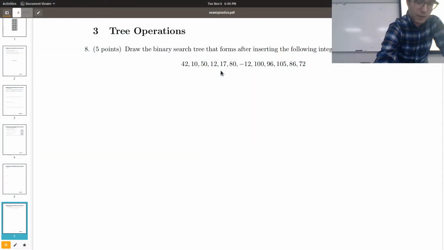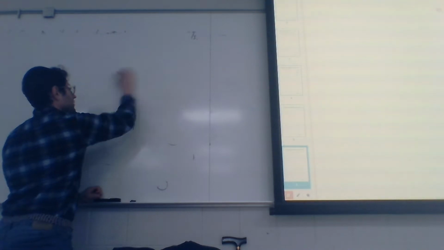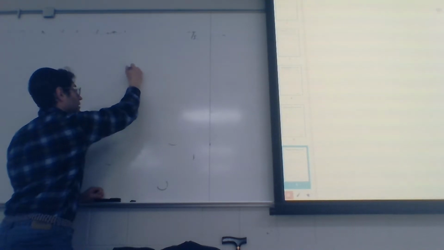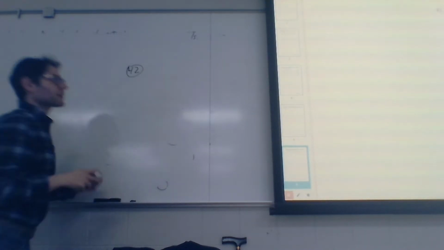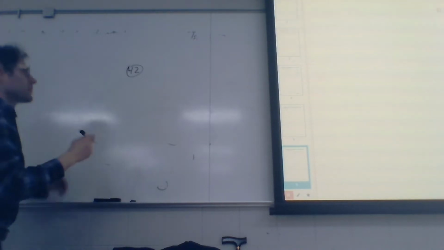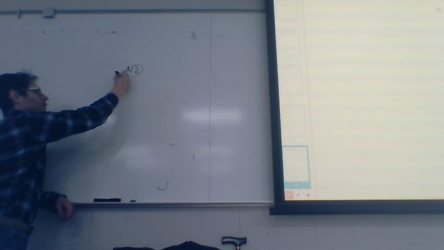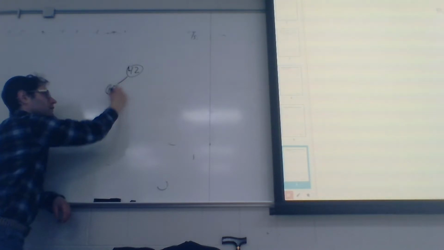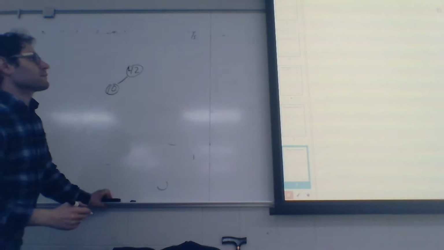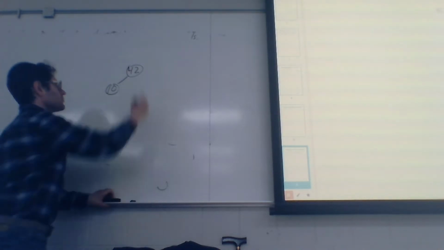So the way this question works is: draw the binary search tree that forms when we insert these numbers. The first number we insert, the root, is 42. I'm not sure if I redid these from last time. Then we insert 10. 10 is smaller than 42, so we go to the left. 50 is greater than 42, so it goes to the right.